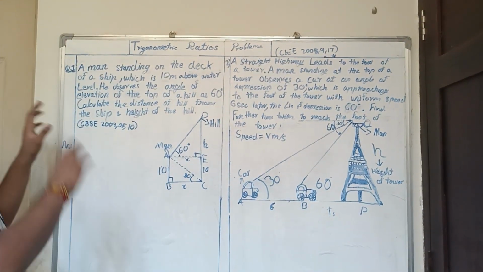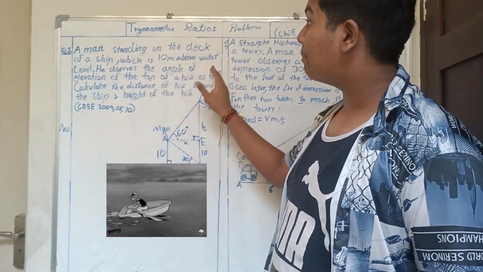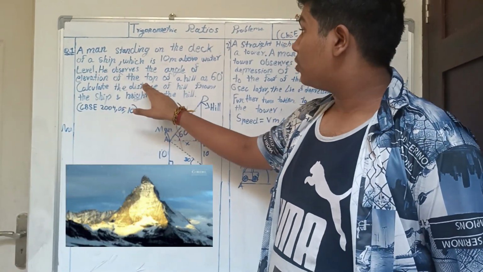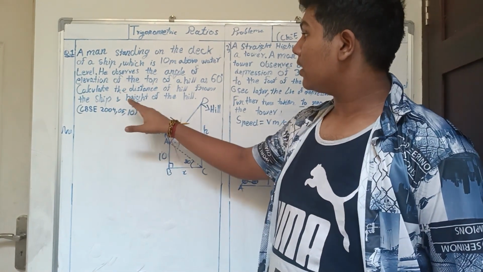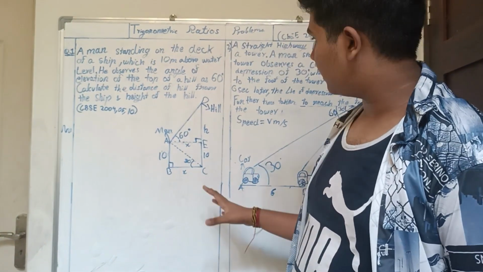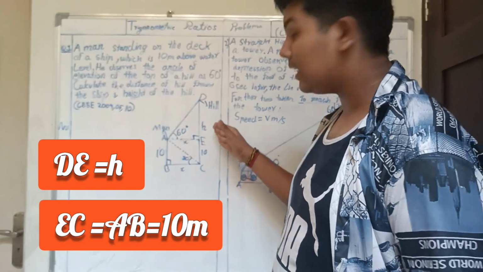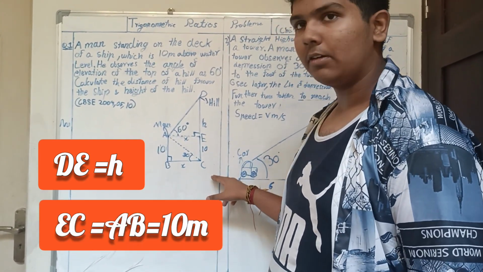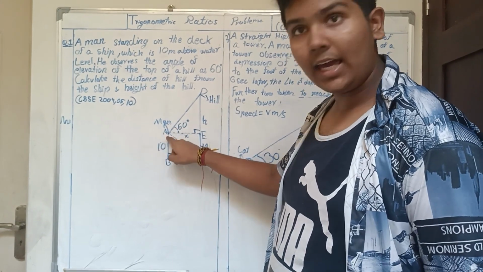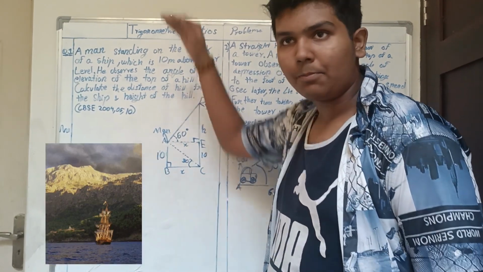The first problem is: a man standing on the deck of a ship which is 10 meters above the water level observes the angle of elevation of the top of a hill as 60 degrees. Calculate the distance of the hill from the ship and the height of the hill. Here is the figure given. This is the hill, DE is not given, but EC is given because the ship is 10 meters high, and here is the man, A, looking at D. There is no one on top of the hill. D is just the point.